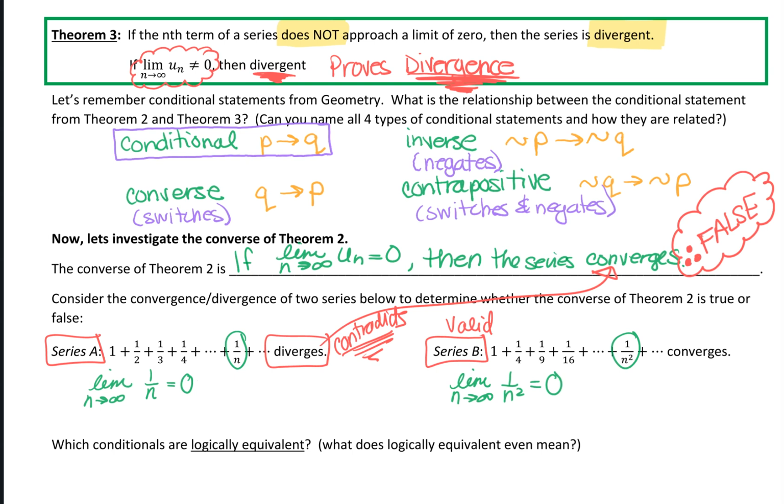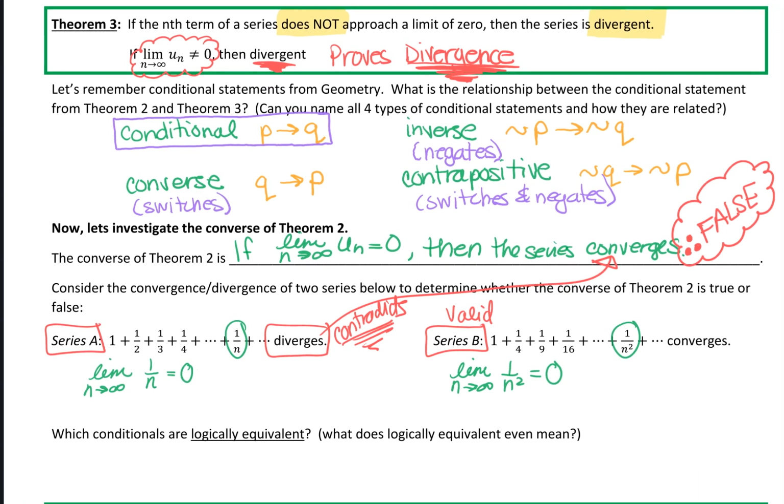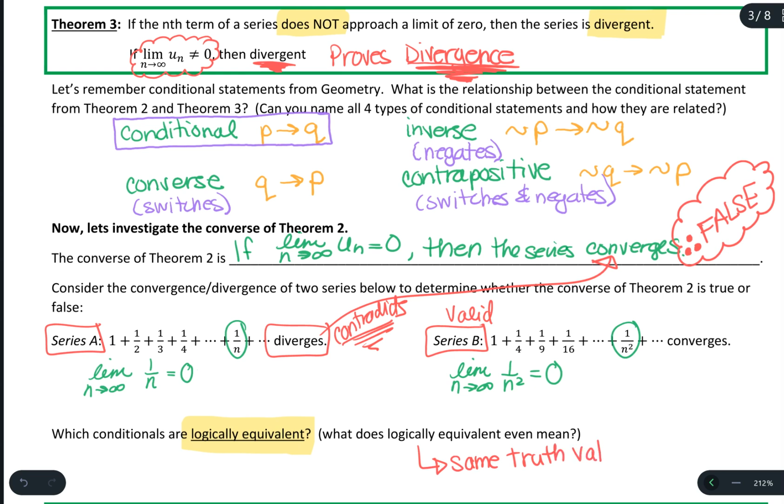So then here at the bottom, you see which conditionals are logically equivalent. This is another term from geometry. What does that even mean? Logically equivalent means that they have the same truth value. So if one of the conditionals is true, no matter what, the other conditional is going to be true. If one conditional is false, no matter what, the other conditional is false. So there are two pairs of these four conditionals for which they are logically equivalent.